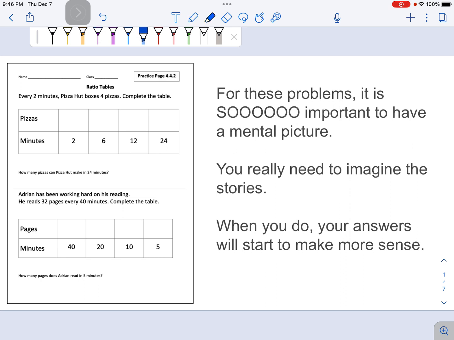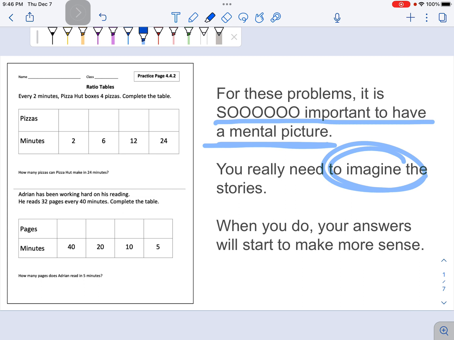I think when I just look at these tables, it seems really complicated. But if you have a mental picture, this gets a lot easier. So for these problems, it is so important to have a mental picture. You really need to imagine the stories, put yourself in the story. And when you do, your answers will start to make more sense. So let's jump into the first one.